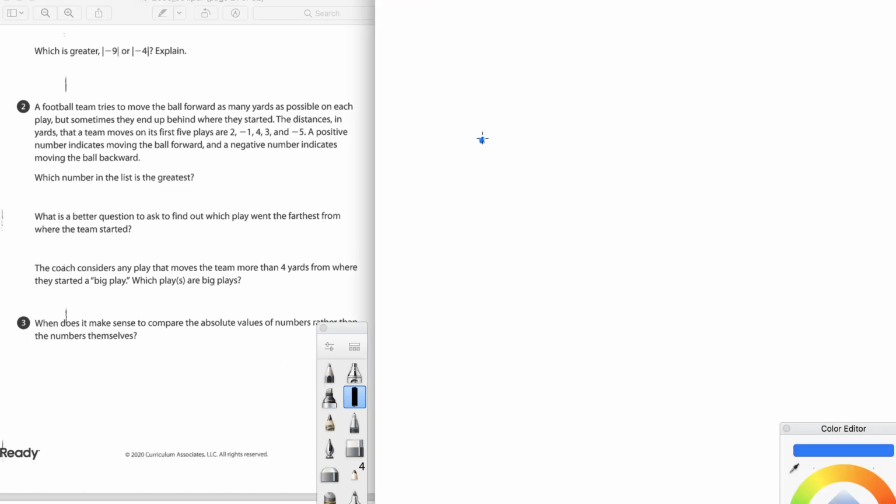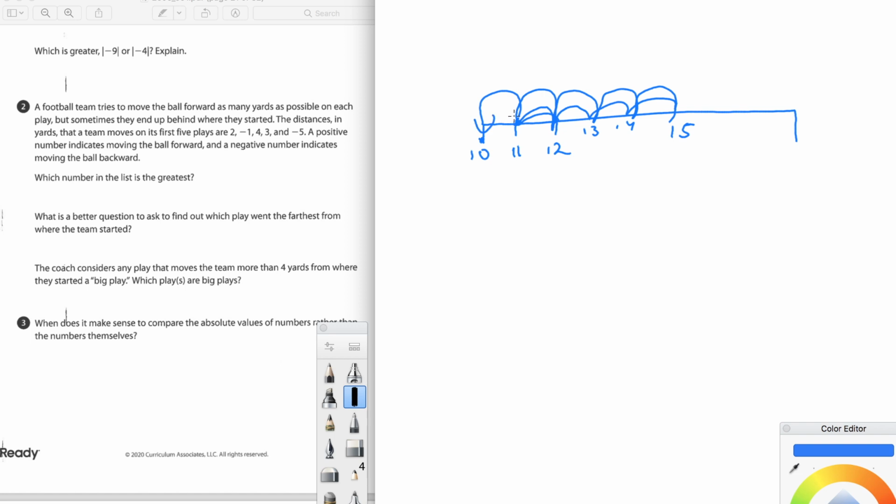So they started off here. They went 2 forward, so they would have to go 1, 2. Right? So let's say they start at the 10 yard, and they go up 2 yards. Okay, 1, 2. We're at 12. Now they lost 1 yard, so now they're at 11. Now +4. 1, 2, 3, 4. So 12, 13, 14, 15. They're at the 15 yard. Then they go back 5 yards. 1, 2, 3, 4, 5. So they're back over here where they started.